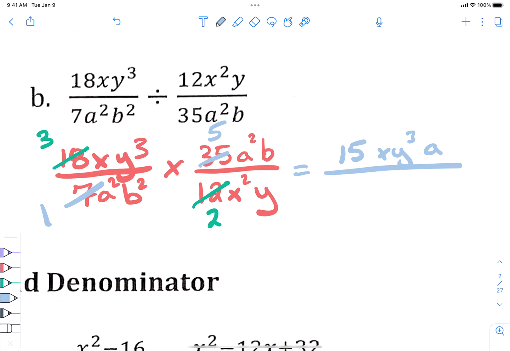X cubed A squared B. We're just going to rewrite everything. Just do all your rewrite stuff. A squared over A squared. On the bottom, what's the number that I have?